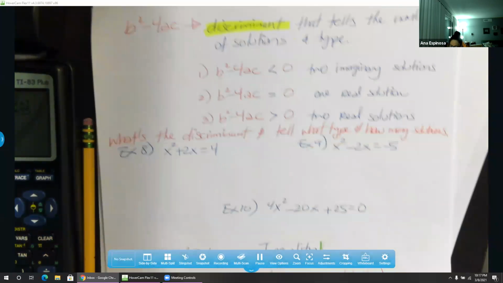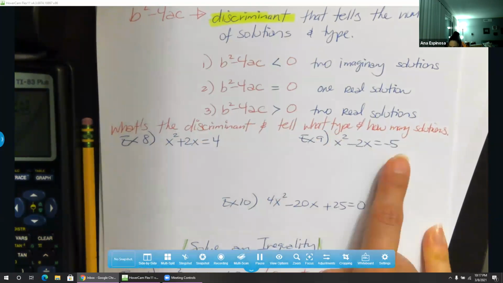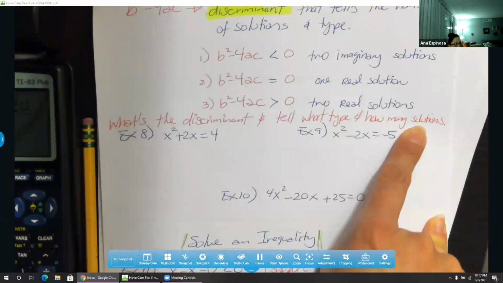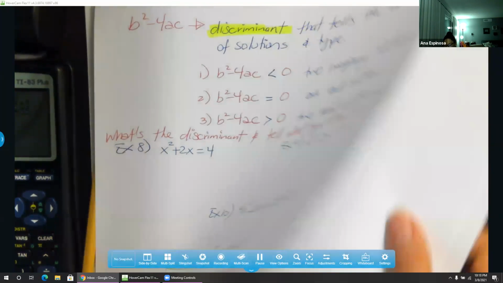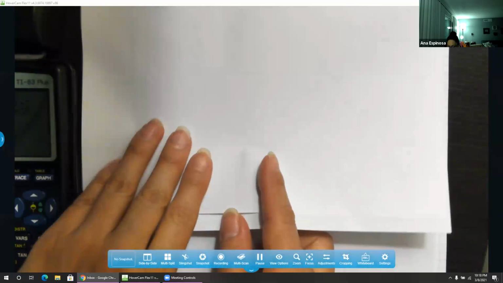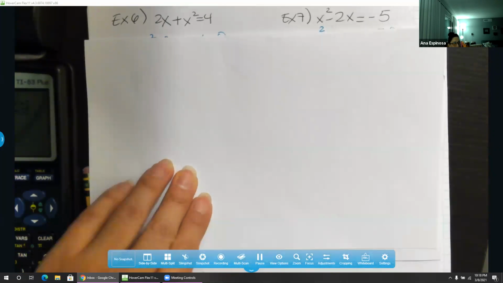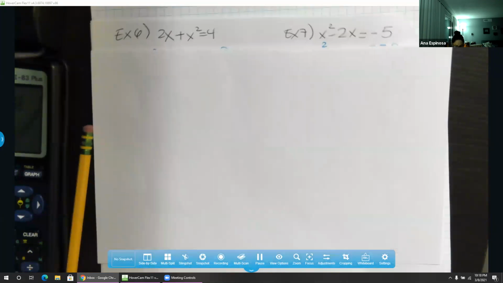Okay. So if I ask you, what's the discriminant, and tell how many solutions and what types, there are 3 problems. I will go over that right now. This is very, very easy. You just have to know what they're asking. That's the only hard part, knowing what they're asking and what equation you're using.